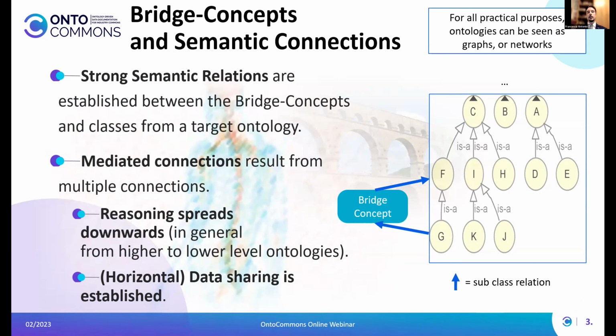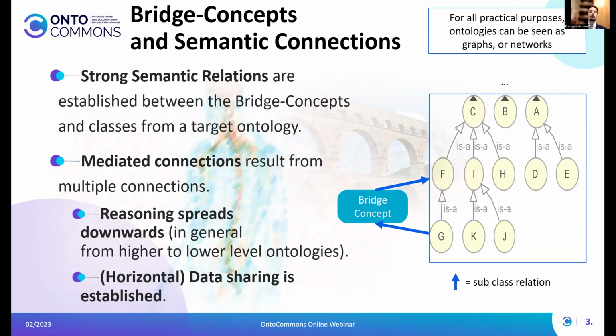It's quite simple. The bridge concept is connected with specific classes from the target ontology with semantic relations such as that of class equivalence or subclass. Ideally, both the closer subclass and superclass are individuated and disjointness specified. This makes for maximal informative links.